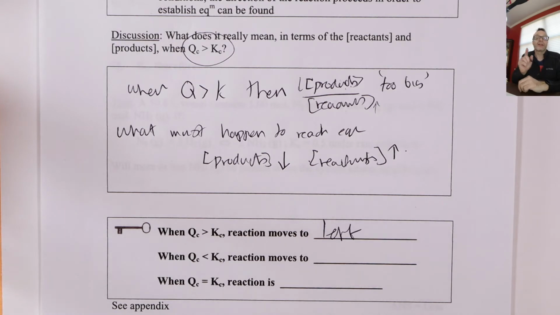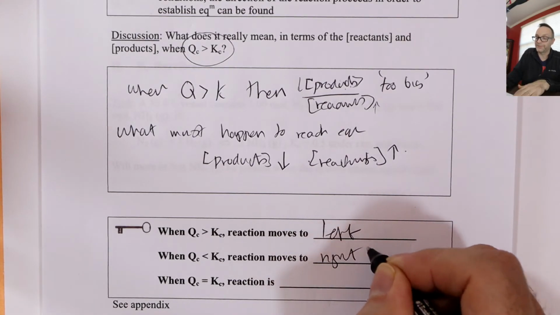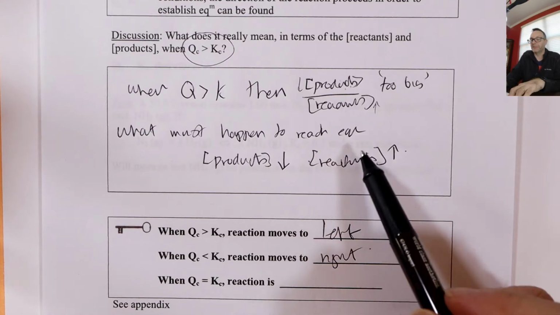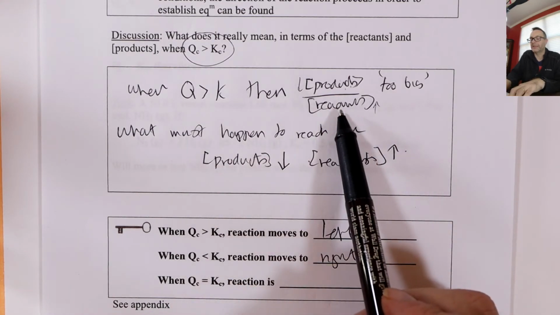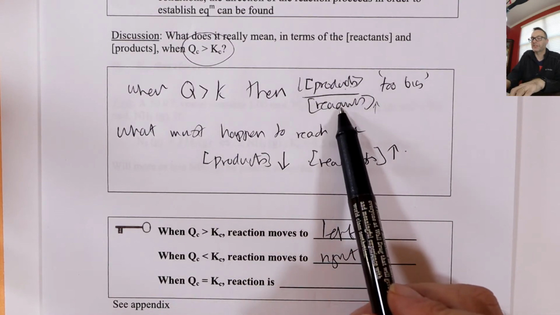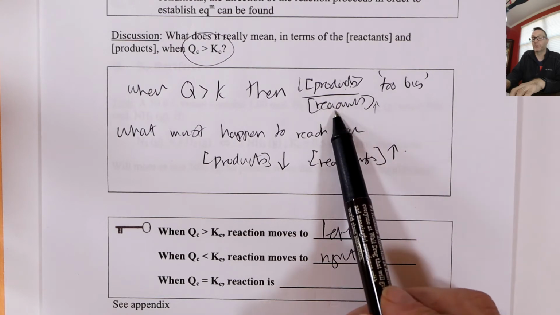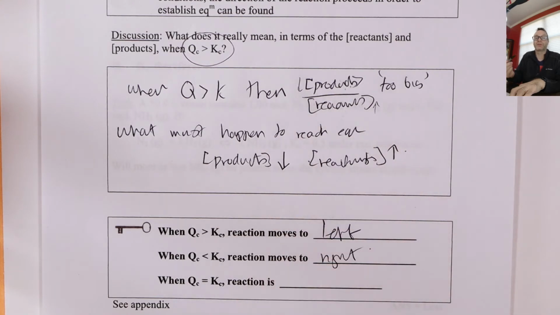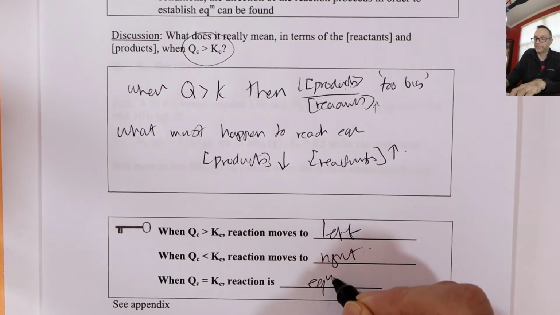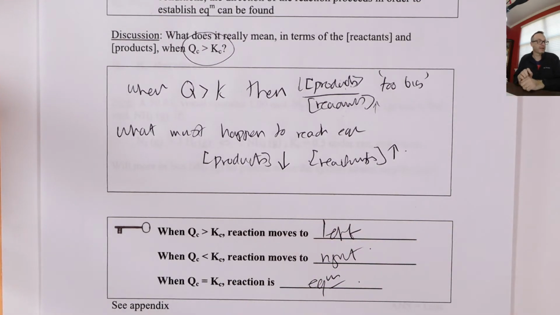Complementary learning. If it's the other way round, if Q is smaller than K, it moves to the right. Now that makes sense. If Q is smaller than K, that means this fraction is, if you like, bottom heavy. There's more reactants than products, so it moves in favor of making products. Learn one and then just flip it for the other. When Q equals K, we're at equilibrium. That's kind of what we said.